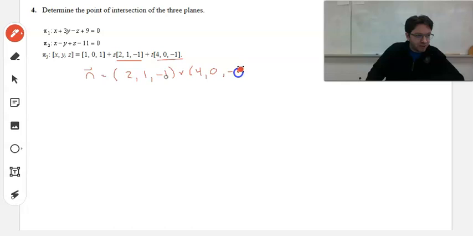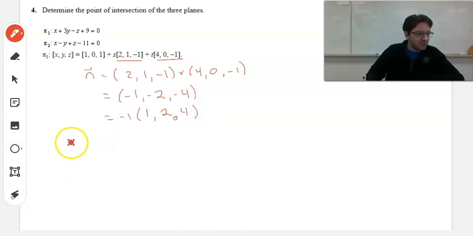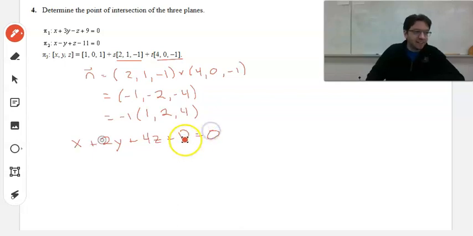for 0, negative 1. Okay, and that's going to give you, I'm going to do this quickly. Okay, you can check the cross product yourselves, but it would give you that. And to make things nice, I'm going to pull out a negative 1, because you can use any scalar multiple as your normal vector. And so we have x plus 2y plus 4z plus d equals 0. So we're going to need a point on that plane to figure out what d is, and that point is right there, 1, 0, 1. So when you plug those in for x, y, and z, you should get d equals negative 5.